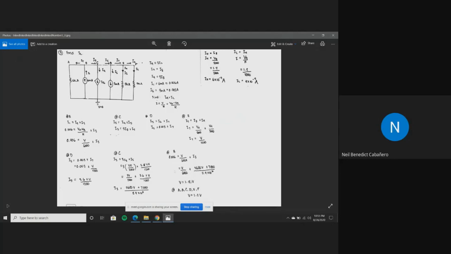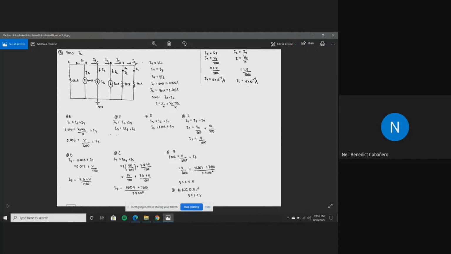So we calculate the voltage. So voltage is equal to 1.2 volts. And since the circuit is a short circuit, we may conclude that voltages at all nodes are equal.